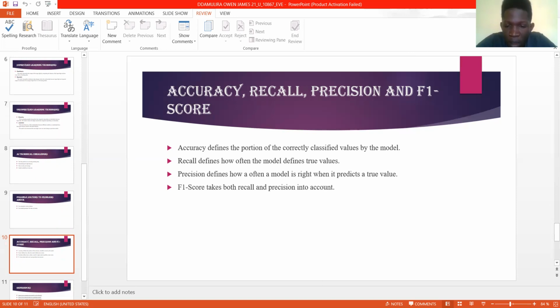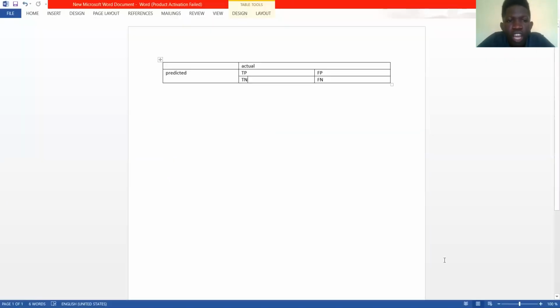Before I talk about this, let me share the screen again. So we have the actual and the predicted values. If you look at the predicted, these are the values the model is going to predict, and here are the actual values.